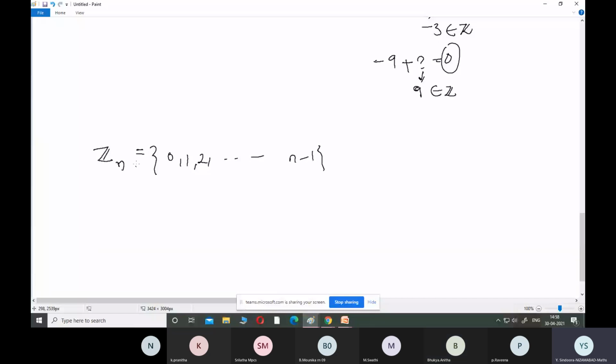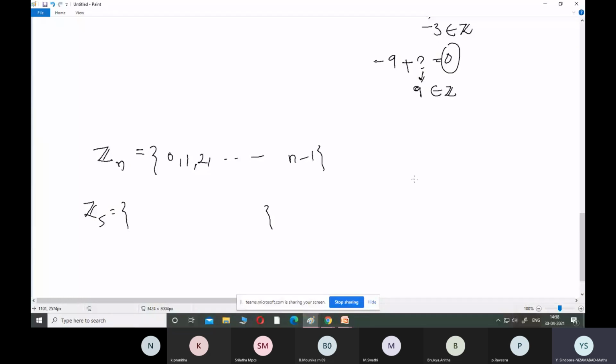Why are we having 0, 1, 2, and so on up to n minus 1 only? These are the numbers, the remainders, after dividing with n. The resulting remainders are what we have in the set. For example, if you're talking about Z5, what are the possible remainders you can get after dividing with 5? You take any element.